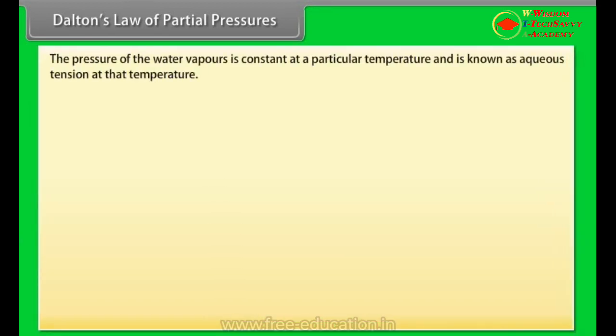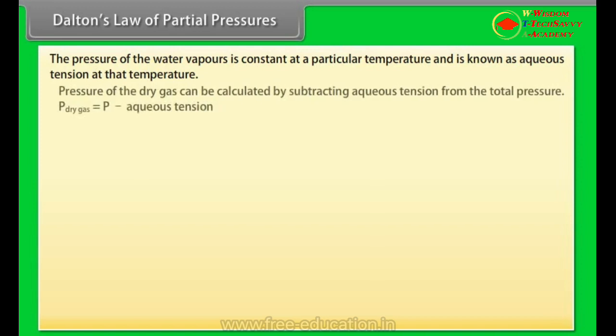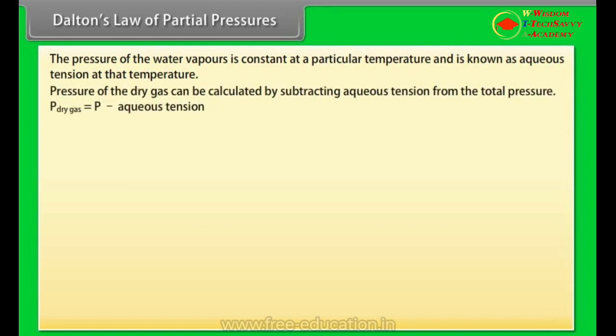The pressure of the water vapors is constant at a particular temperature and is known as aqueous tension at that temperature. The pressure of a dry gas can be calculated by subtracting aqueous tension from the total pressure. P dry gas is equal to P minus aqueous tension.